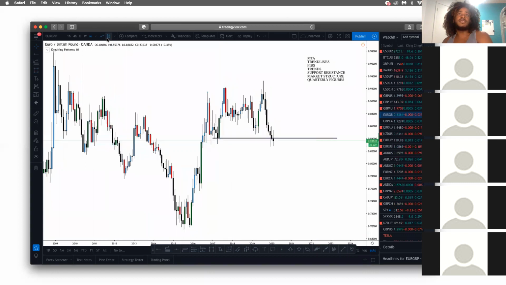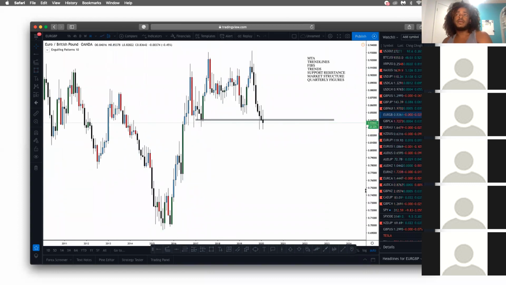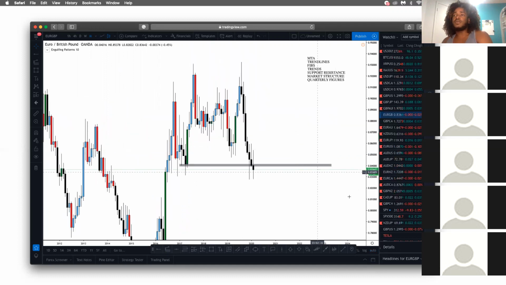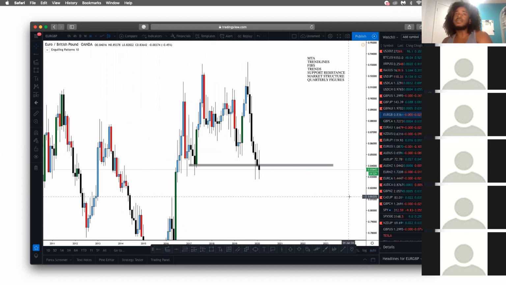Toolkit could very much vary. So here we have, and we're going to look at EURGBP. Okay, so here we have the monthly support and resistance level on EURGBP. Now, this support and resistance level, according to our rules, is not broken until an entire candle closes on the other side. And this is the monthly time frame.